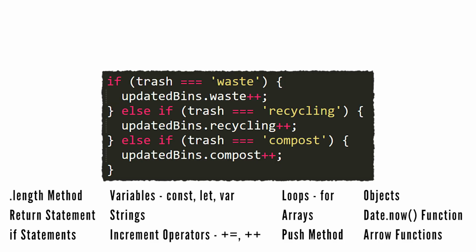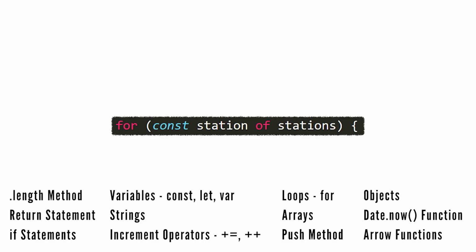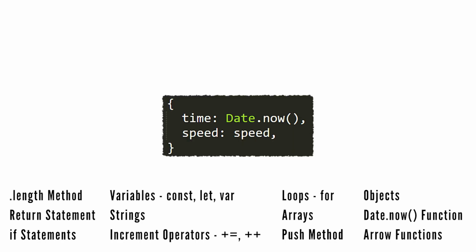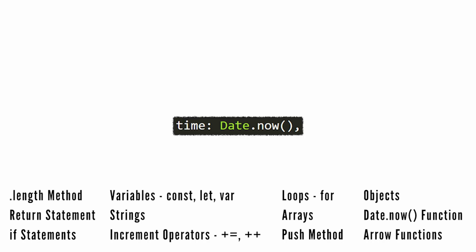In day 3, we saw the first use of increment operators, such as plus equals, plus plus, and others. Day 4 introduced loops, specifically the for loop, where we iterated through an array of registered votes to see if a name wasn't included in the array. To add to these arrays, we used the push statement, which adds new items to the end of an array. We saw the use of objects in day 8, where we sorted trash into the correct bins object. In day 9, the Date.now function was used to return the current timestamp.